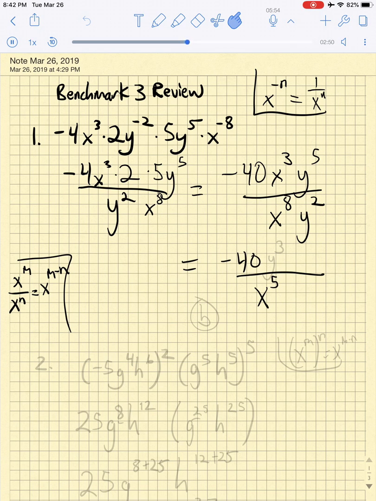And we do the same for the y. You say 5 minus 2. This is going to be y to the third. So negative 40 y to the third over x to the 5. That is answer choice B. Okay, so the answer to number 1 is B.